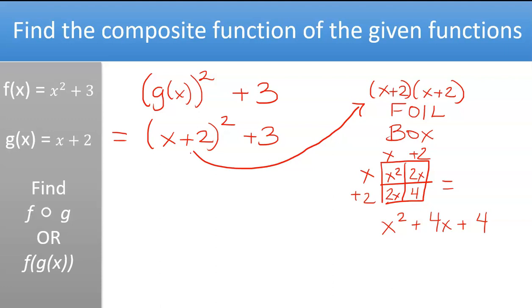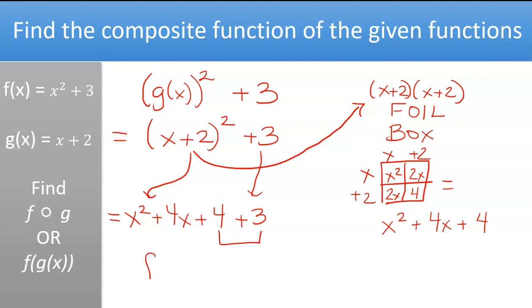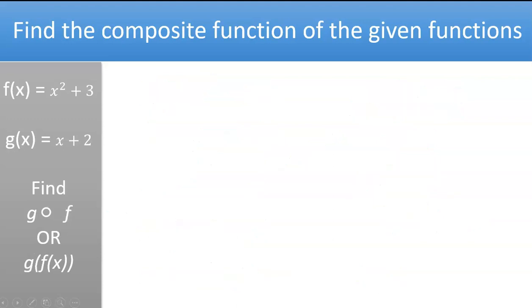So, therefore, this part of the problem is equal to x squared plus 4x plus 4, and I'm still going to bring down my plus 3. I can simplify the 4 plus 3 on the outside, so therefore my f of g of x is equal to x squared plus 4x plus 7.